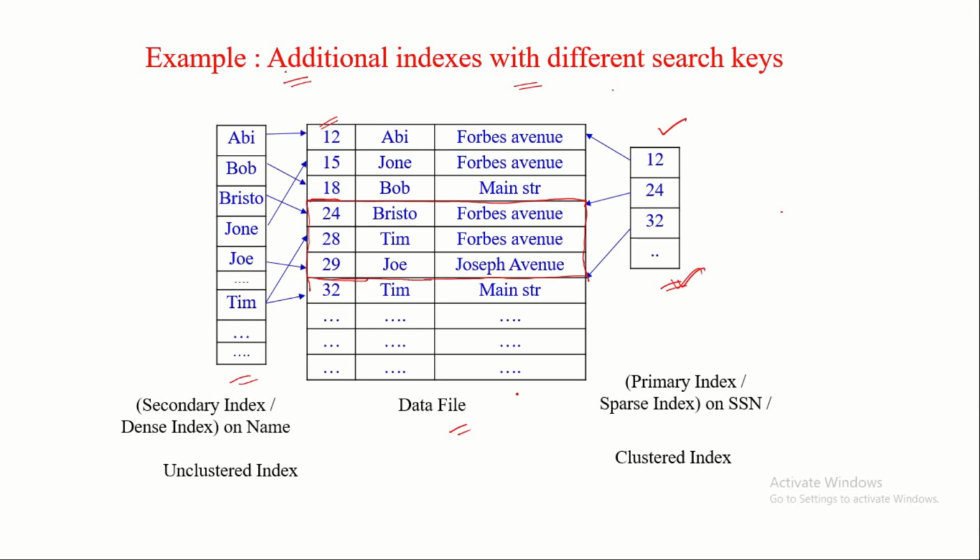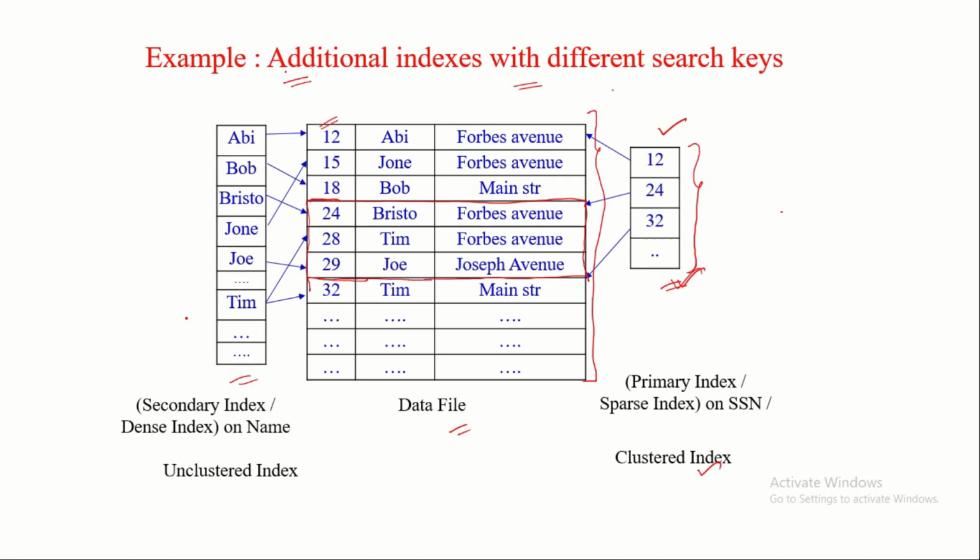As well, you can notice that the order in which the records are stored in the data file and the order in which the data entries are stored in the index file are close to each other. That's why this index is also known as a clustered index.